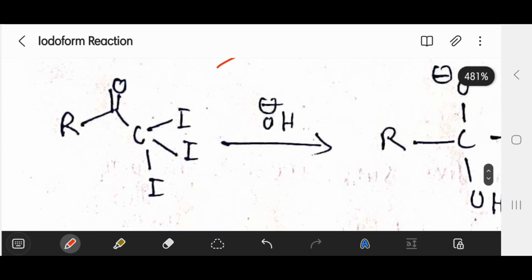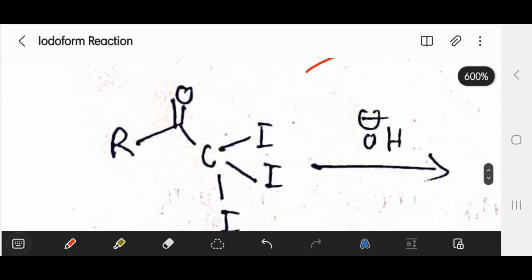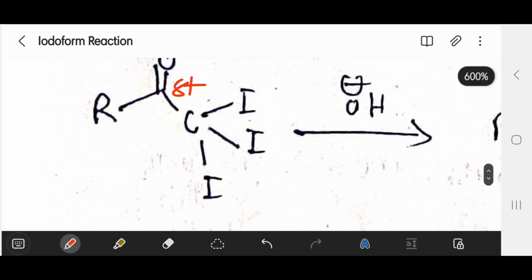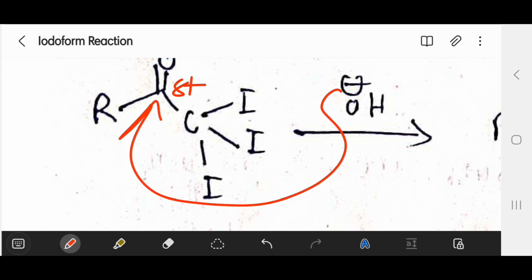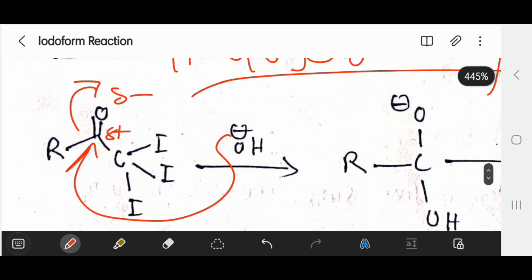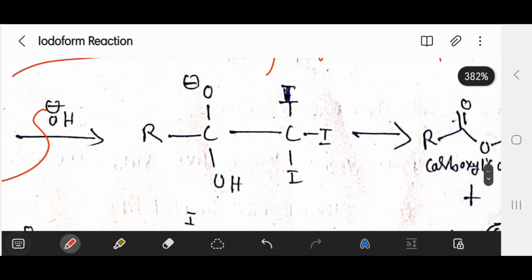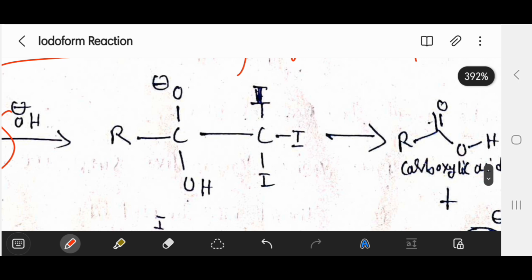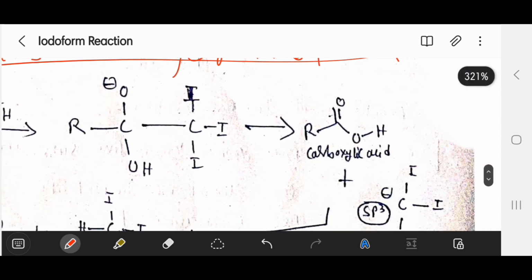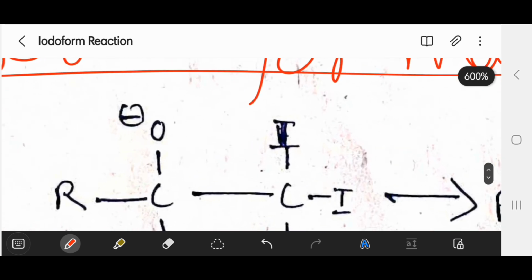So this carbonyl group, as we know, is an electrophilic entity. This part is partially positively charged and this part is partially negatively charged, and OH minus is a nucleophile, so this will attack this electrophilic site, and this bond will be broken. So we will get this entity. This is an addition reaction, obviously. And after that, what will happen?